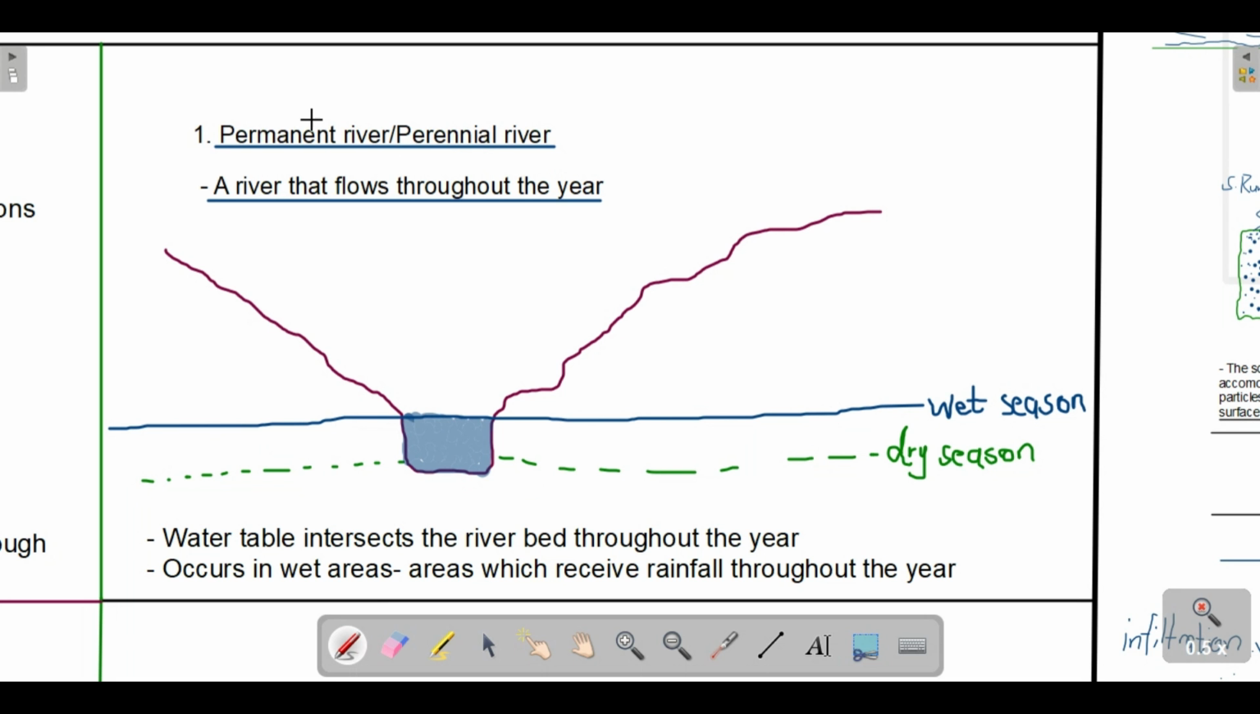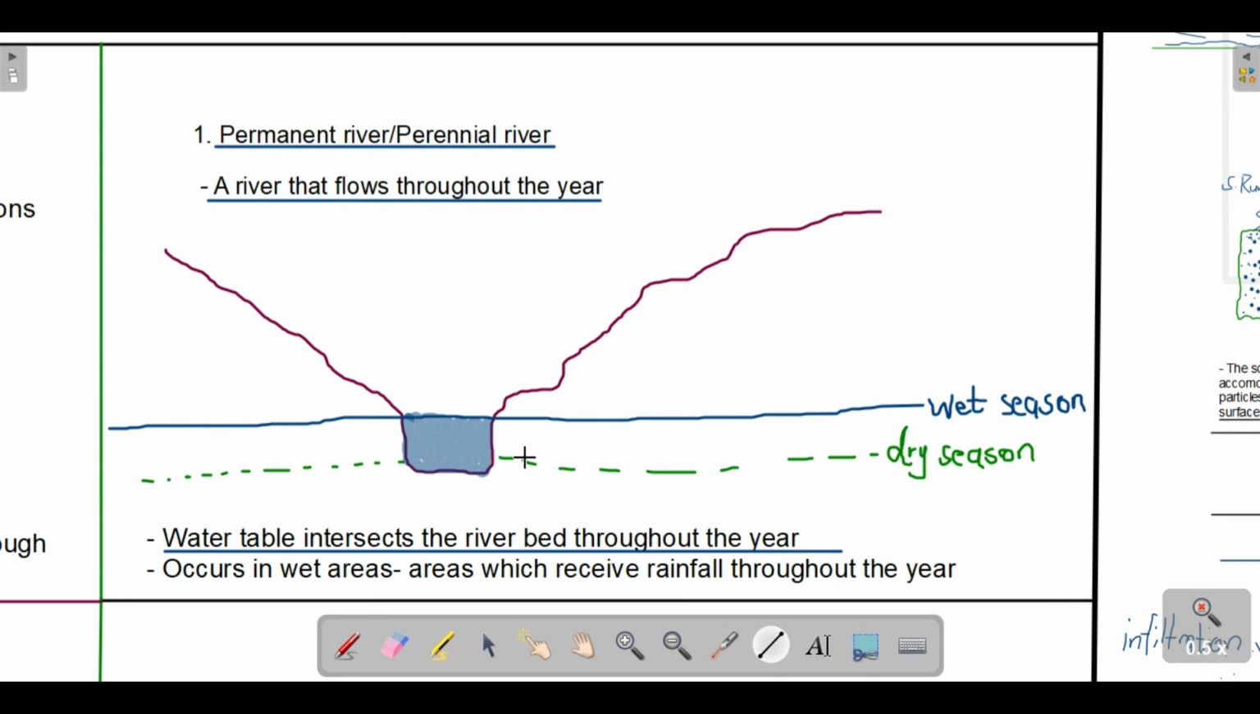And so because we know that the permanent river flows throughout the year, that means during the wet season, this line is going to intersect the riverbed, and during the dry season, the line that represents the dry season is still going to intersect the riverbed as we see here. It's not below the riverbed, it intersects it, it cuts through it. And so that means that we do have water in the channel even during the dry season. So we're saying that these water tables intersect the riverbed throughout the year.